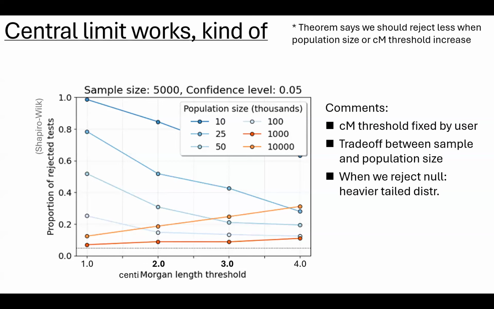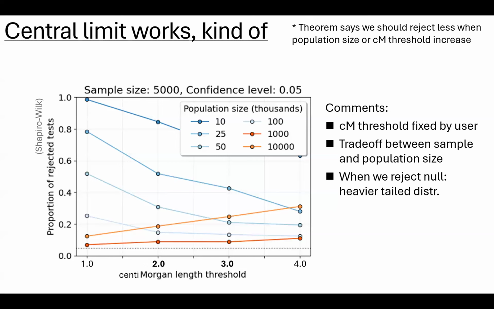I'll note that in practice, that centimorgan detection threshold will be fixed by the practitioner, given the high quality of the data to make reliable inferences. And we investigated in our paper when we would reject the null model and what was happening. So typically we had a heavier upper tail to the empirical distribution than one might expect of a normal distribution.